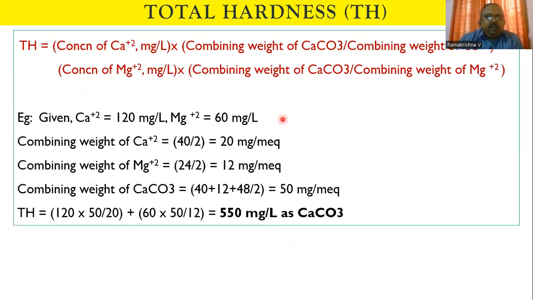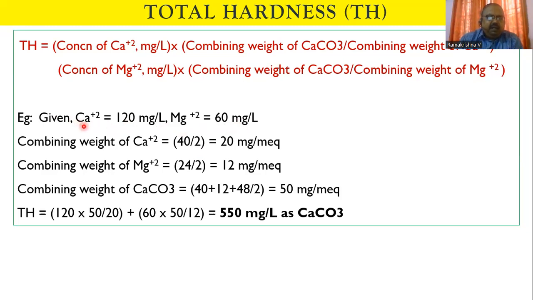In a similar manner, we can calculate the total hardness concentration if we consider calcium and magnesium as the major contributing ions. So concentration of Ca+2 in milligram per liter, multiplied by the combining weight of calcium carbonate divided by combining weight of Ca+2, plus concentration of magnesium in milligram per liter multiplied by combining weight of CaCO3 divided by combining weight of magnesium. For example, calcium is 120 milligram per liter, magnesium 60 milligram per liter.